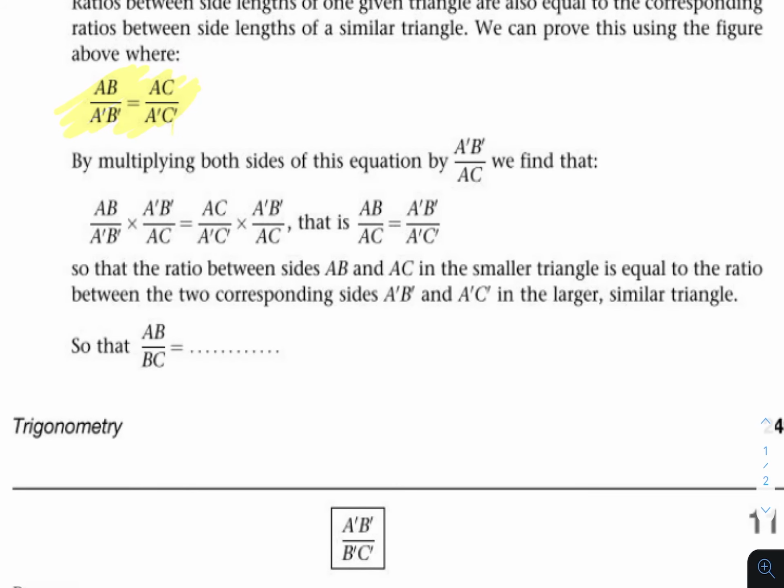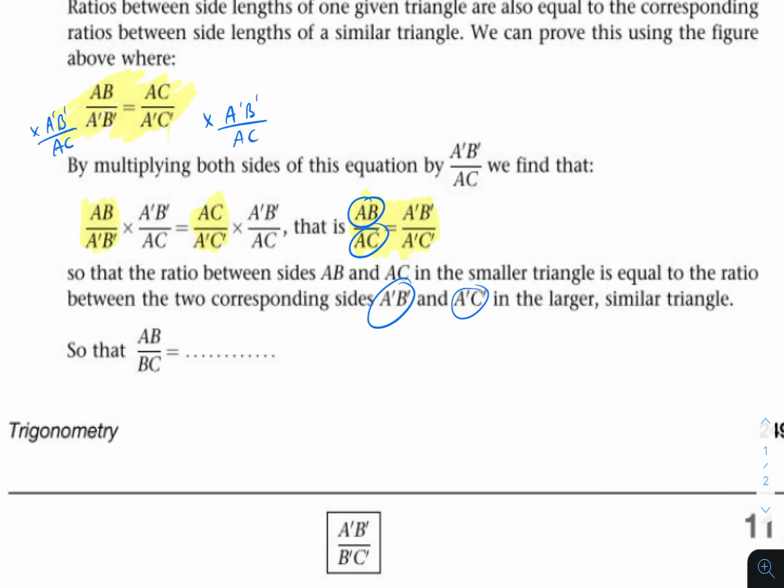By multiplying both sides of this equation by A dash B dash over AC, we find that, so we're multiplying both sides of this equation by A dash B dash over AC. That gives you AB over AC is equal to A dash B dash over A dash C dash. So the ratio between sides AB and AC in the smaller triangle is equal to the ratio between the two corresponding sides A dash B dash and A dash C dash in the larger similar triangle.